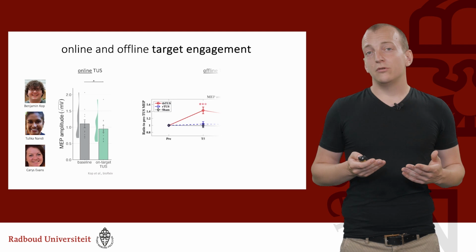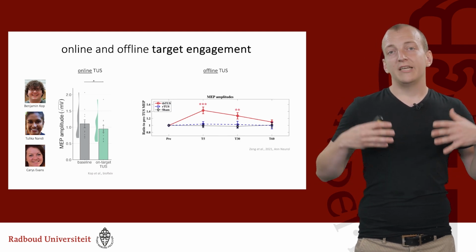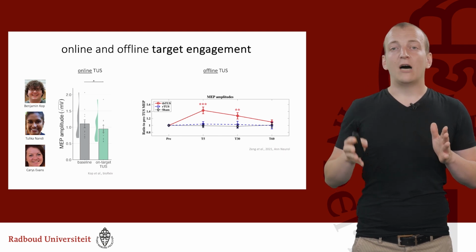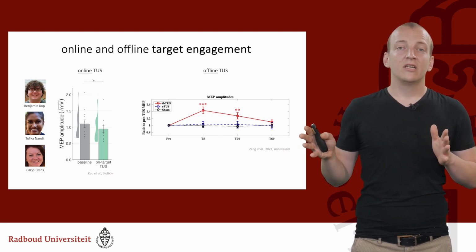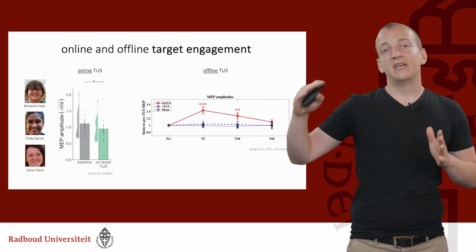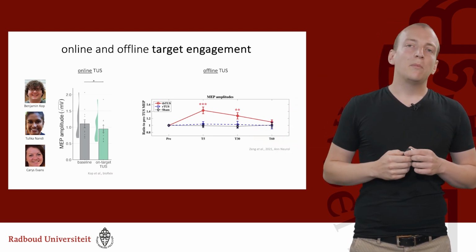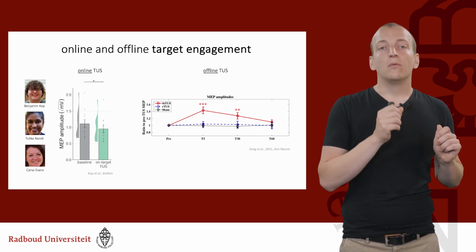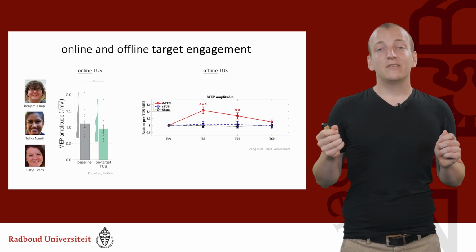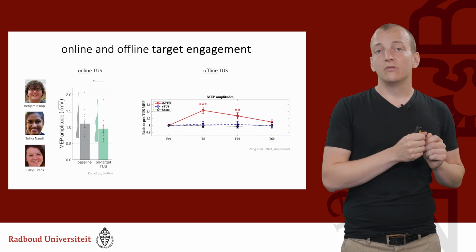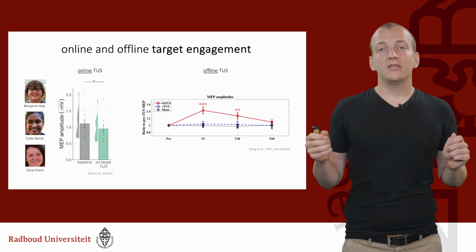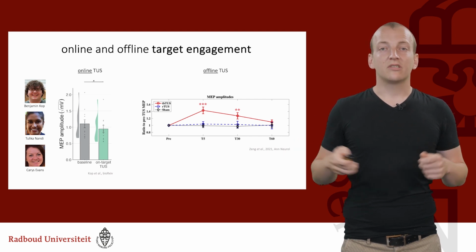In other labs, they've also used offline TUS protocols, in which they stimulate the motor cortex for a longer period of time, and then over time use TMS as a readout of how the excitability has changed. And here you can actually see an excitatory effect of TUS. Keep in mind that the effect of TUS does not just depend on the protocol that you use, but even more so on the state of the brain. So what in some situations might be an excitatory protocol might in other situations be an inhibitory protocol. So keep this in mind when you design your own study and choose a certain stimulation protocol.